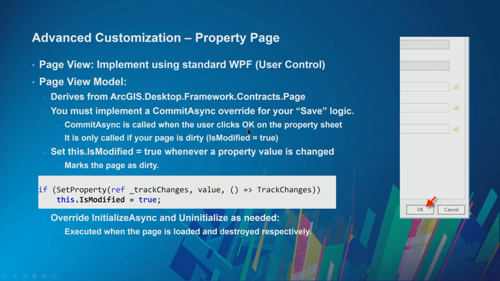Now remember, there's a whole bunch of tabs on that property sheet where the user can make changes. Only when IsModified is set to true, then the CommitAsync function is called. So you want to set IsModified to true whenever a property value is changed. So this marks the page as dirty. Down here is a little pattern that you can use. We'll see that a little bit later in code. So if your property has changed, then we set IsModified to true. And then again, CommitAsync will be called.